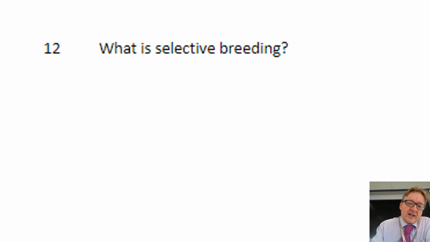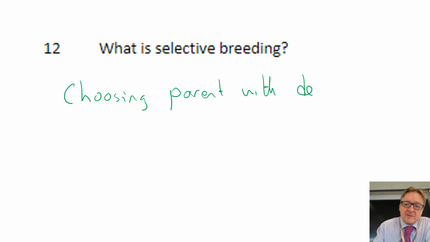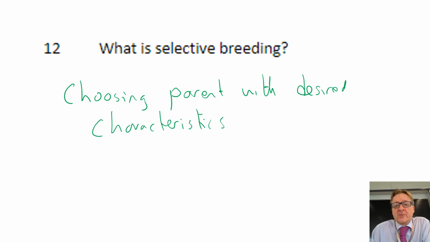Question number 12. What is selective breeding? It's choosing parents with desired characteristics. It could be the way an animal looks. If you think about pugs, pugs 200 years ago didn't look like pugs do now, but they've been selectively bred to make them look like they do. Exactly the same thing with plants. You can select a plant that produces more potatoes and selectively breed it to bring on the best and most desired characteristics.